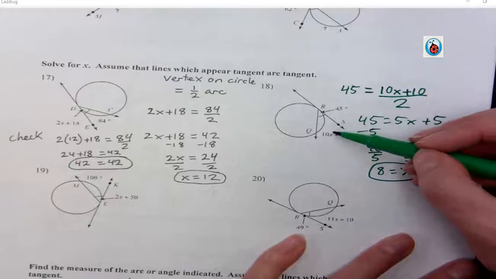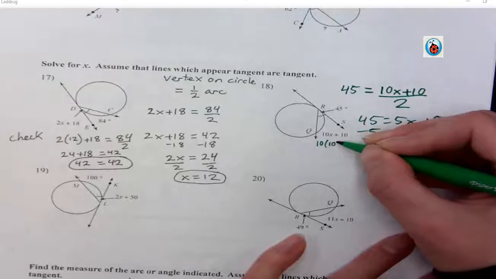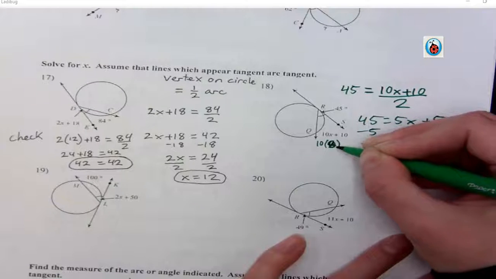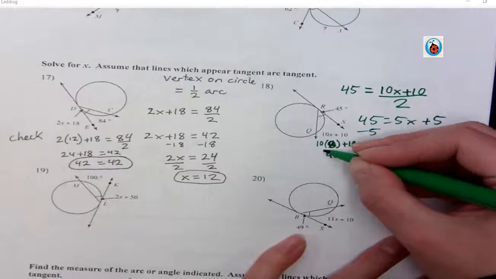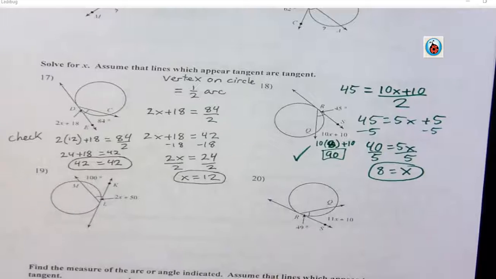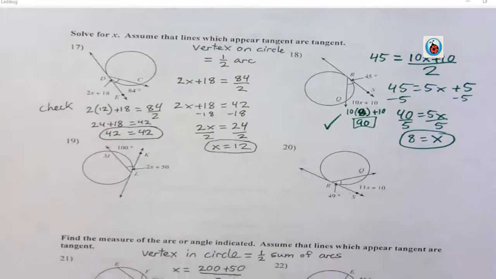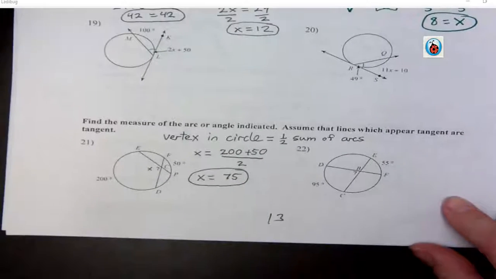And I'm real quickly going to check. So does 10 times 8 plus 10, which equals 90, is 90 twice of 45? Yes, it is. Alright, and there's 2 for you to work out.